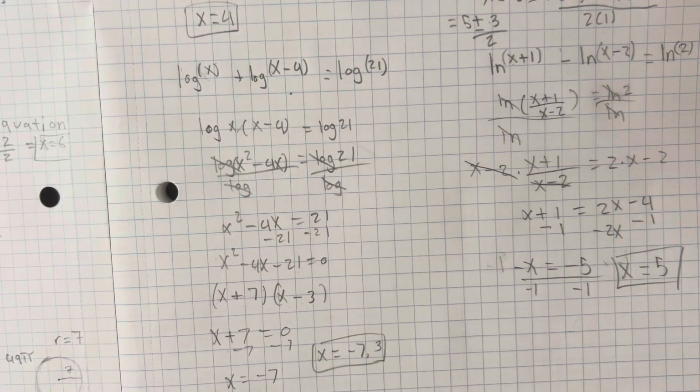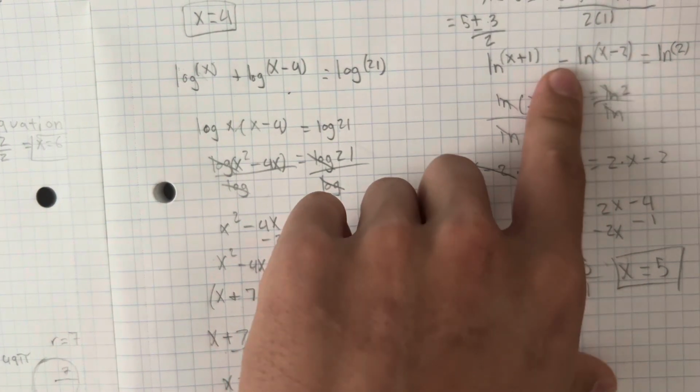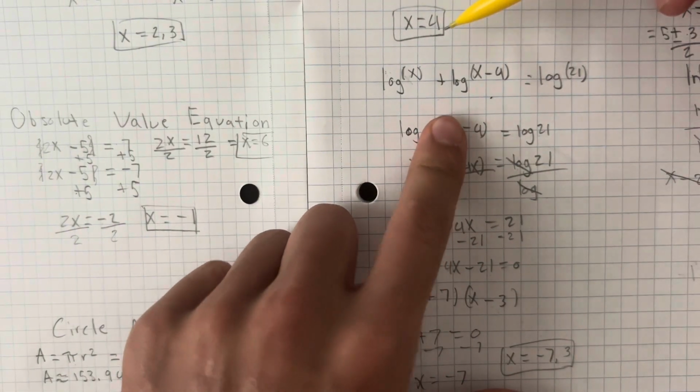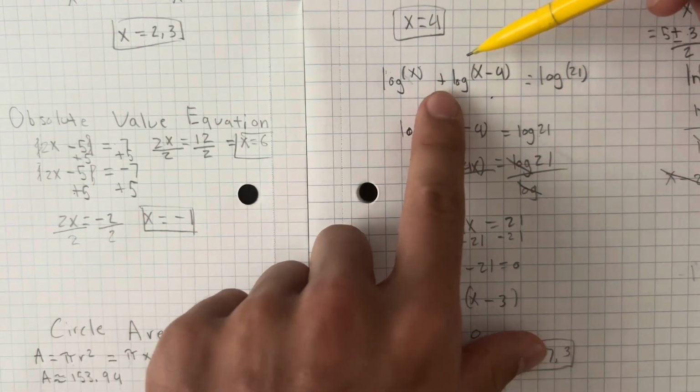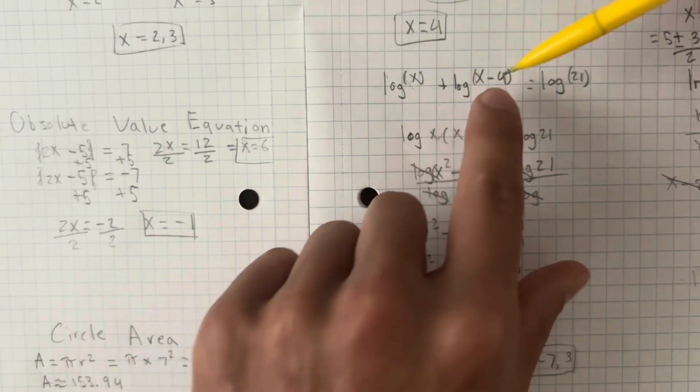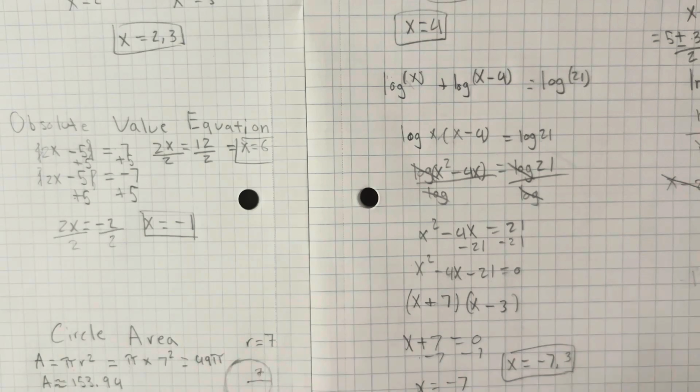So just to recap, because of the quotient rule, when it's a negative, you're supposed to divide these. And because of the product rule, because this is a plus, you're supposed to multiply the log x by the log x minus 4.